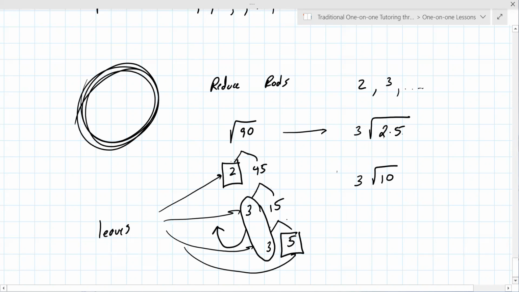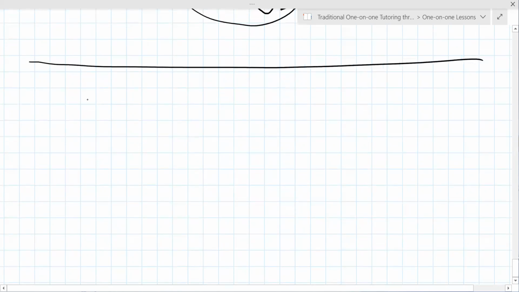Okay. So let's have you try one here. See if you can try one on your own. I'd like you to reduce the square root of 12, please. And you're going to start with 2. So give that a try. I'll check back with you in a minute or two.